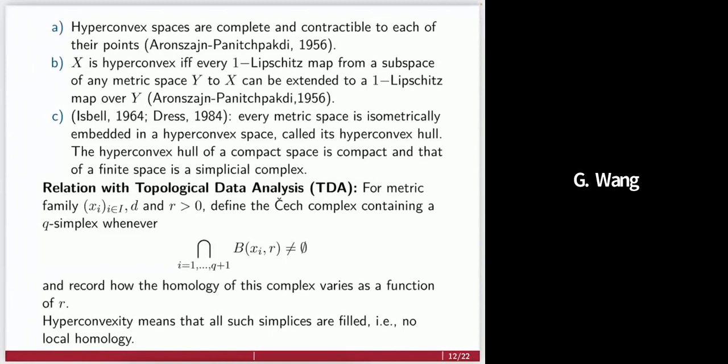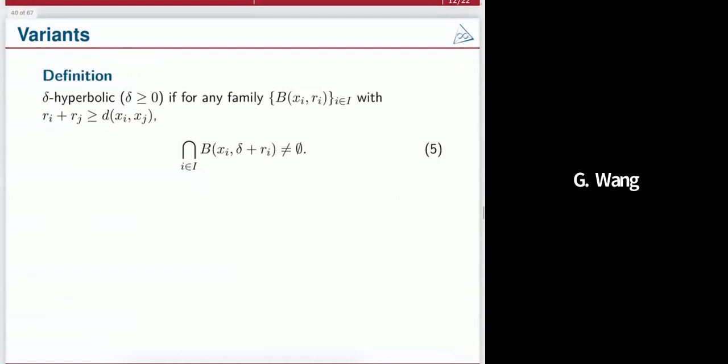Well, but we also want to relax the condition a little. So we call a space delta hyperbolic, possibly for positive delta, if you get this intersection property when you enlarge the radii by delta. If delta is equal to zero, of course, you have the original hyperconvexity, but for positive delta, you make the condition a little easier to satisfy.